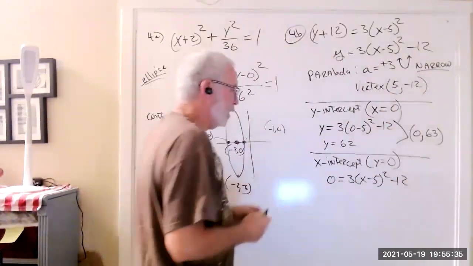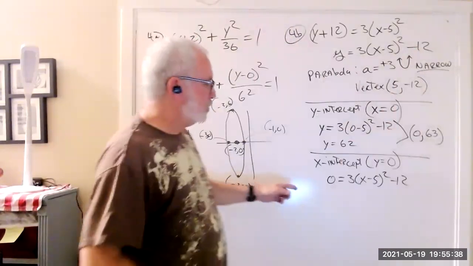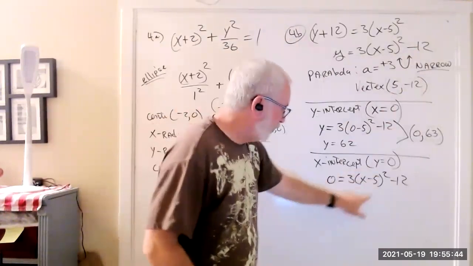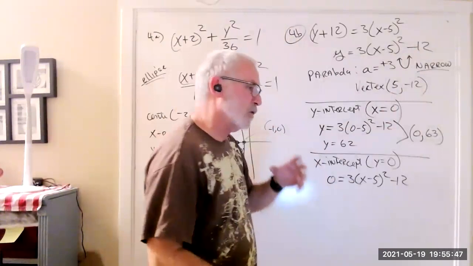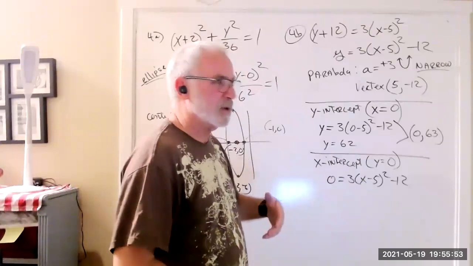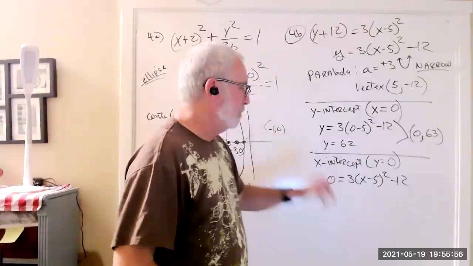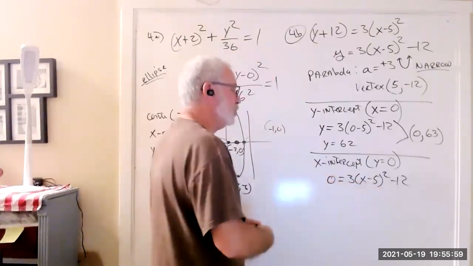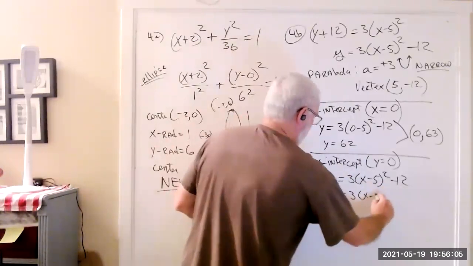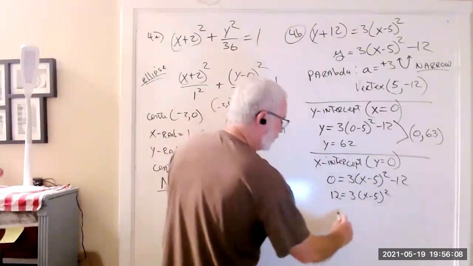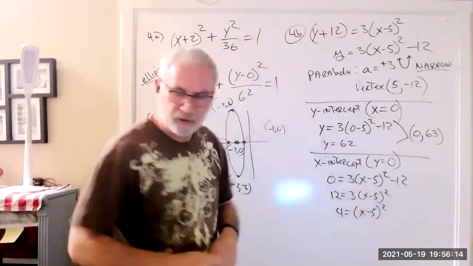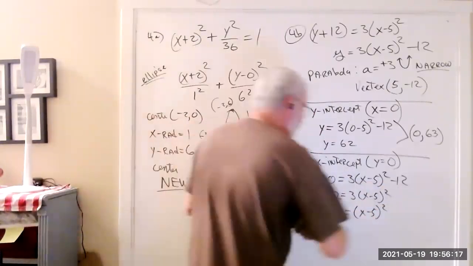Now, a couple of things here. How you solve this is your business. If you want to FOIL this out and combine like terms and then use the quadratic formula, at least set it up and show me the quadratic formula, and then you can use your calculator. But I'm going to suggest that you use this. If I move the 12 over, divide by 3, I still have room, square root both sides.